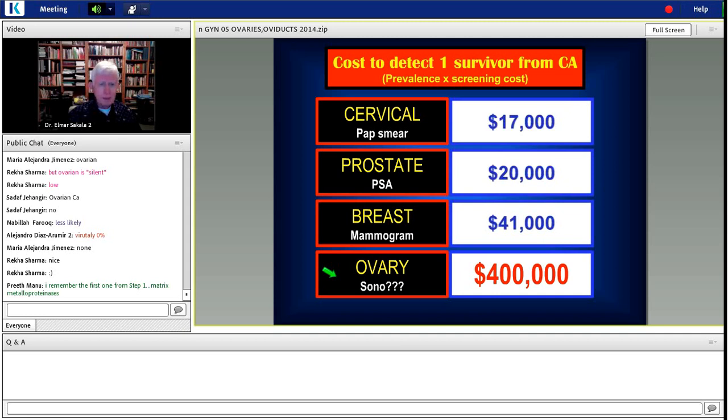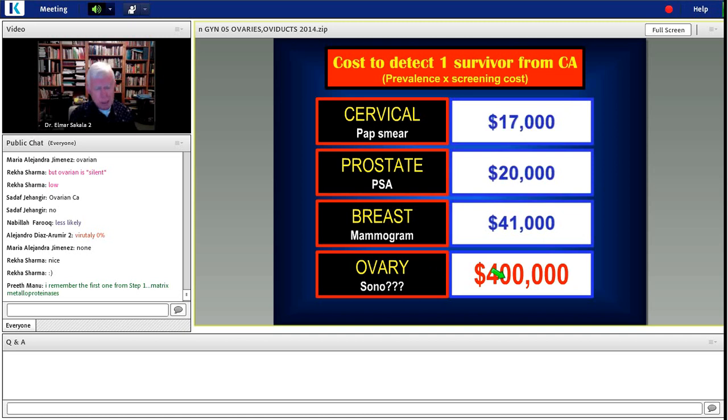Well, the problem is this. Cervical cancer, by doing pap smears, it costs $17,000 to prevent one death. Prostate cancer, $20,000 to prevent one death, and we use PSA screening. Even mammography can protect. But in order to do ovarian cancer, you'd have to pay $400,000 to do all of the surgeries necessary to save one ovarian cancer life.